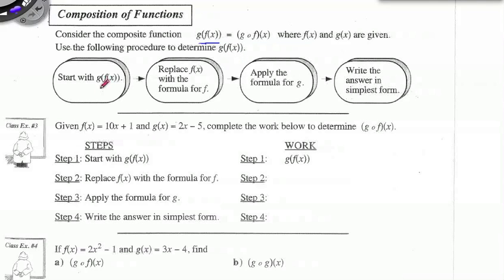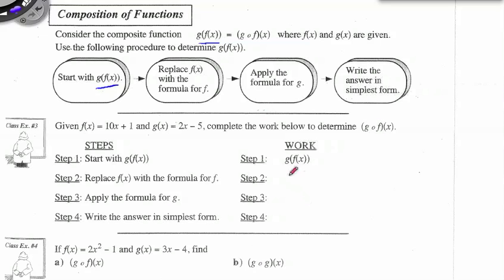So you may want to pause the video and just review these steps. It's really what we've been doing above. Start with this as your template. Replace f of x with its formula. F of x, whatever it is, goes in here. That will be your input value for g. Then apply the formula for g and write the answer in the simplest form. So it's exactly what we were doing above.